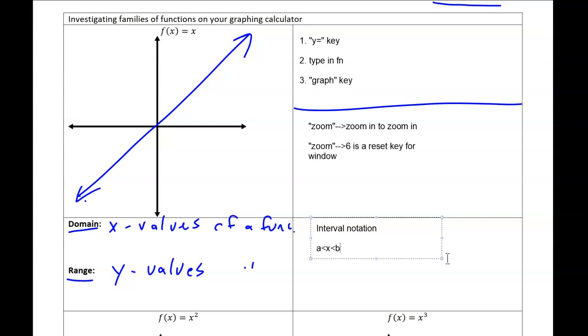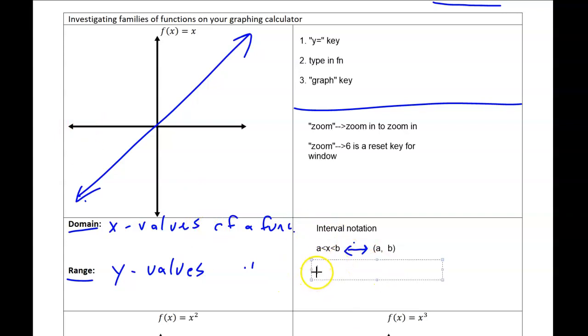So let's say I wanted to say something like this: x is between a and b. Well, what I would say in interval notation is parentheses a comma b. And these mean the same thing. They're equivalent, right?